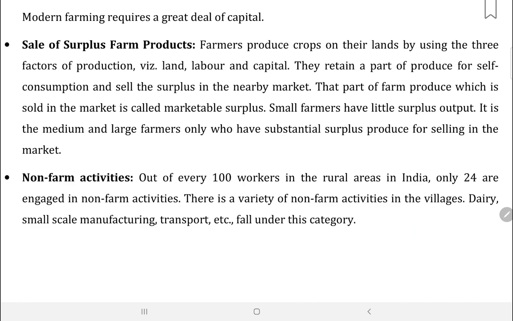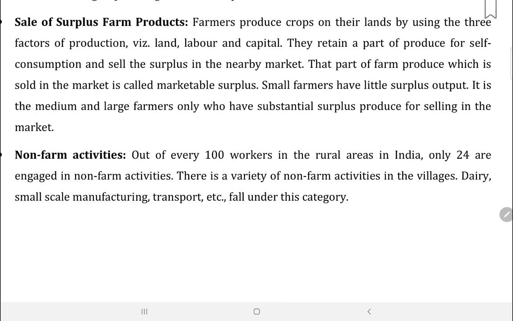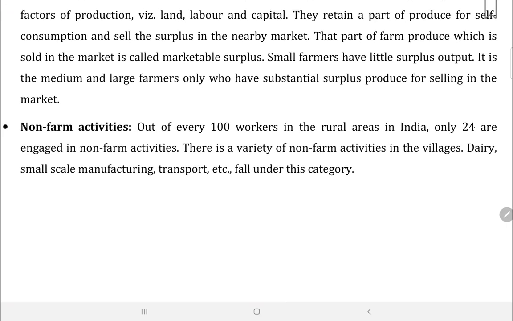Non-farm activities are given in detail in your economics textbook. This is just a small part of it. Out of 100 workers in India, only 24 workers are engaged in non-farm activities. The variety of non-farm activities, such as dairy, small scale manufacturing, transport, etc., fall in this category.